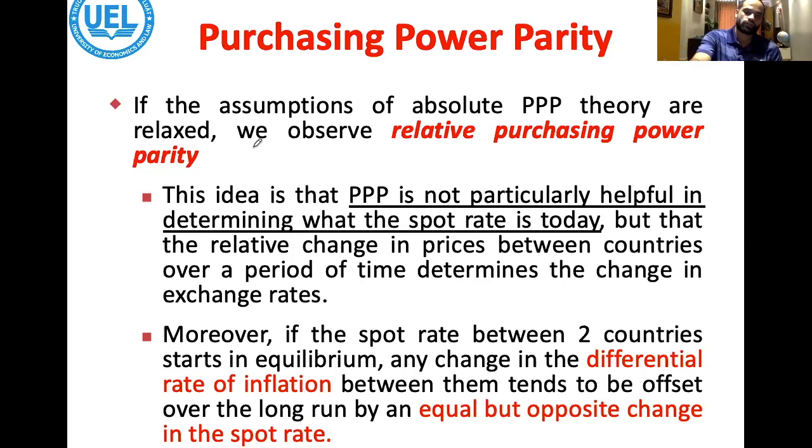So now, it's very important, this paragraph. If the spot rate between two countries starts in equilibrium, which means the spot rate between two countries is the same, all right? So $1 equals 1 pound. That's the meaning of equilibrium. Any change in the differential rate of inflation between them tends to be offset over the long run by an equal but opposite change in the spot rate. Now, what does it mean?